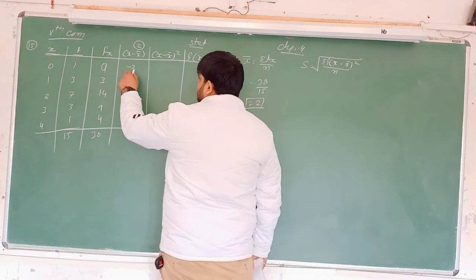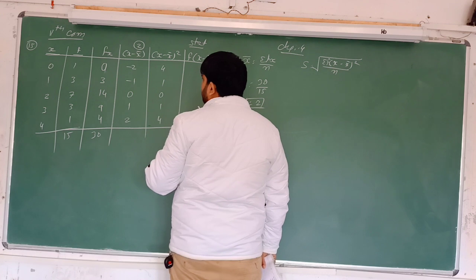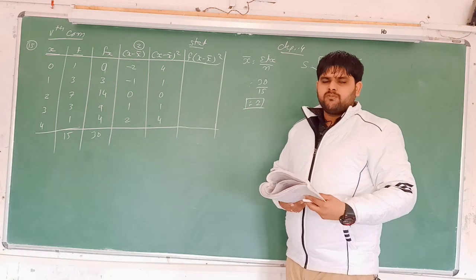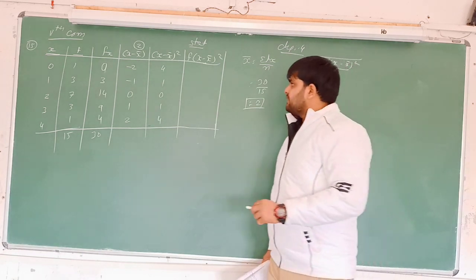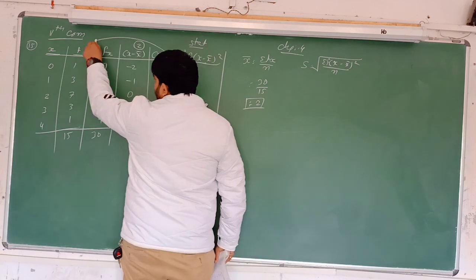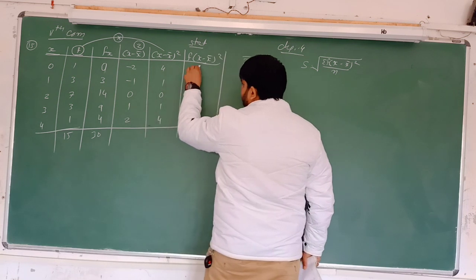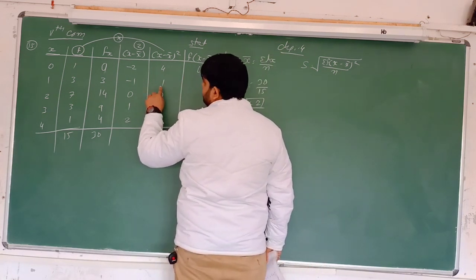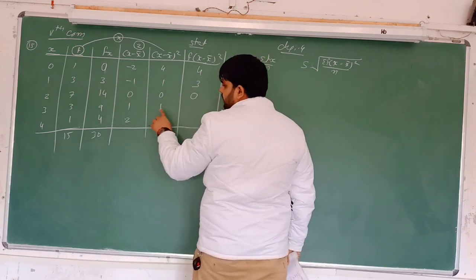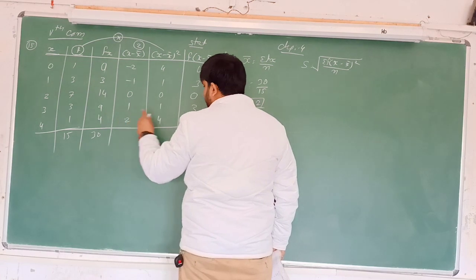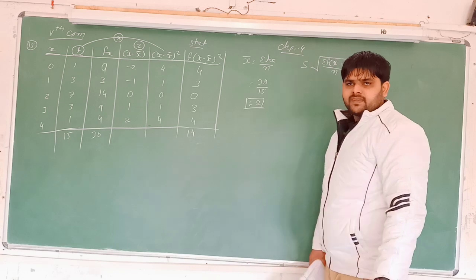Now do the square of it. Square of minus 2, 4. 1, 0, 1, 4. And finally, we have to multiply with the frequency F. Do the multiplication of both: 1 into 4, 3 into 1, 7 into 0, 3 into 1, 1 into 4, total 14. Right?